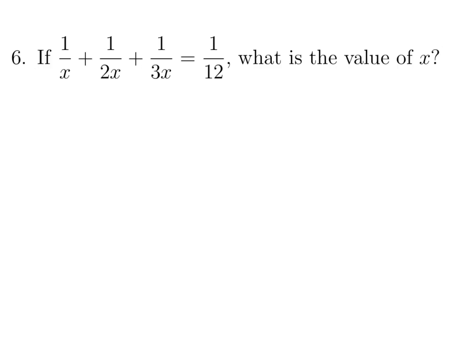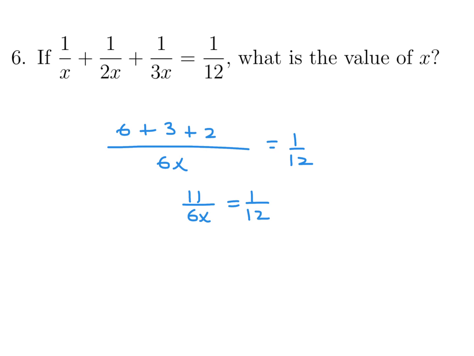What is the value of x for this expression? Okay, so we get a common denominator, and that'd be 6x, and then that would be 6 plus 3 plus 2, I believe, and that's 1 over 12. So that is 11 over 6x is 1 over 12. Cross multiply, and we get 11 times 12 is 6x, and then divide through by 6, and we get 11 times 2 is x, so x is 22.